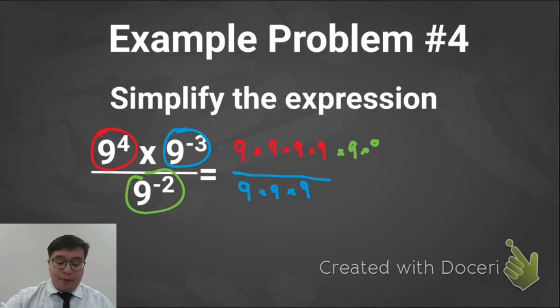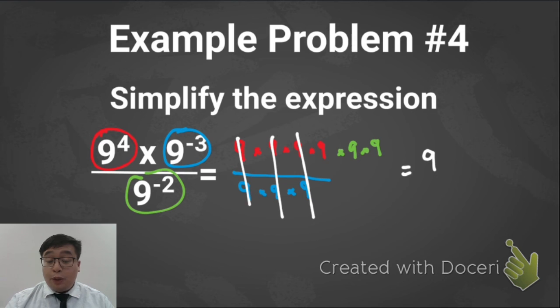All right, now that I have everything rearranged, I can start canceling and simplifying. So those are going to cancel. And what's left over is I have base 9. And what should my exponent be? Since there are 3 of them being multiplied, this is going to be 9 to the third.